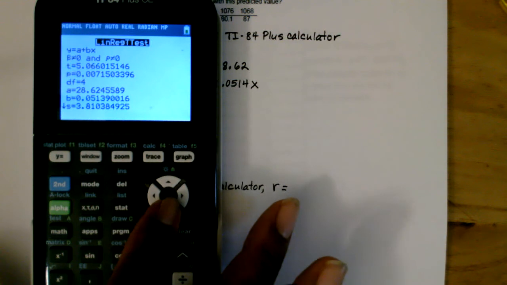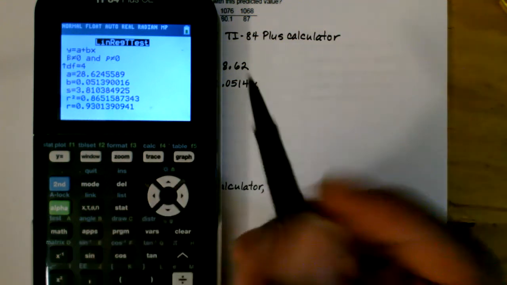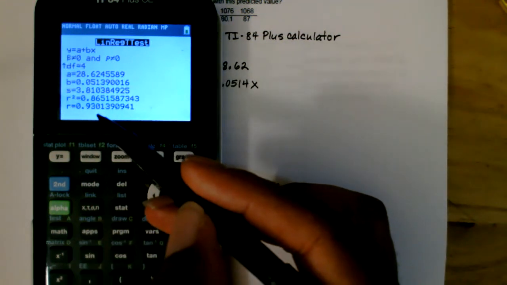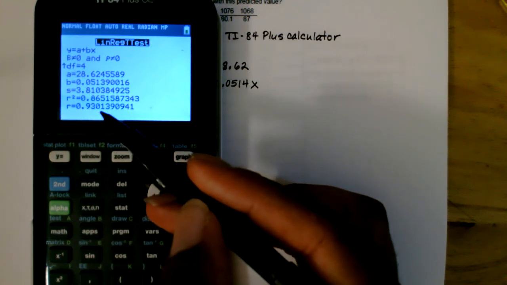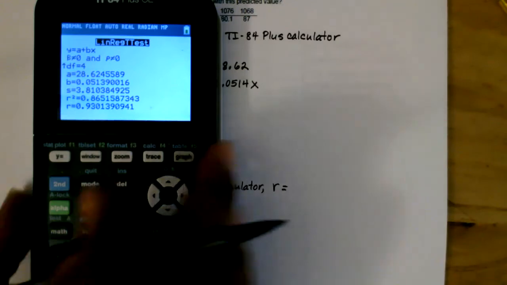And of course, I use my down arrow key to find out what r is. And here's what r is equal to. That's my linear correlation coefficient. To 3 decimal places, it will be 0.930.